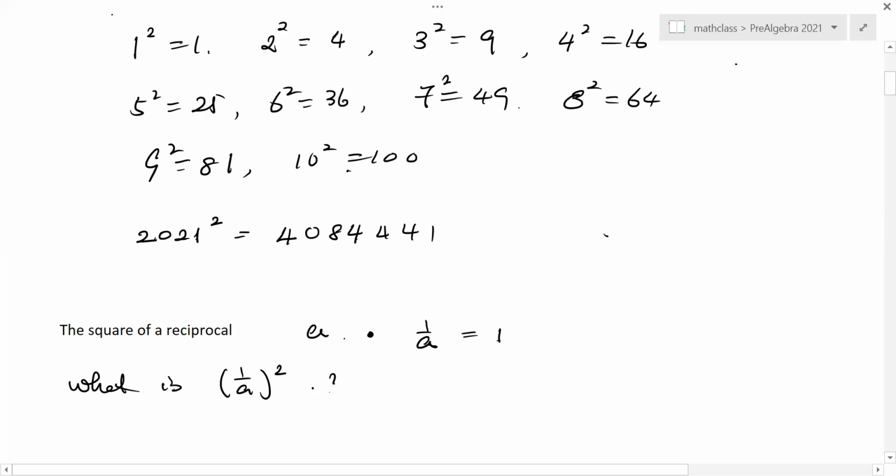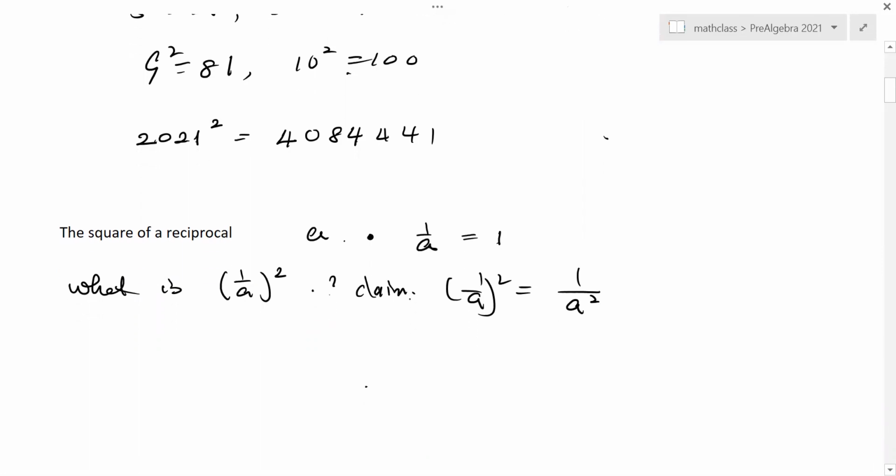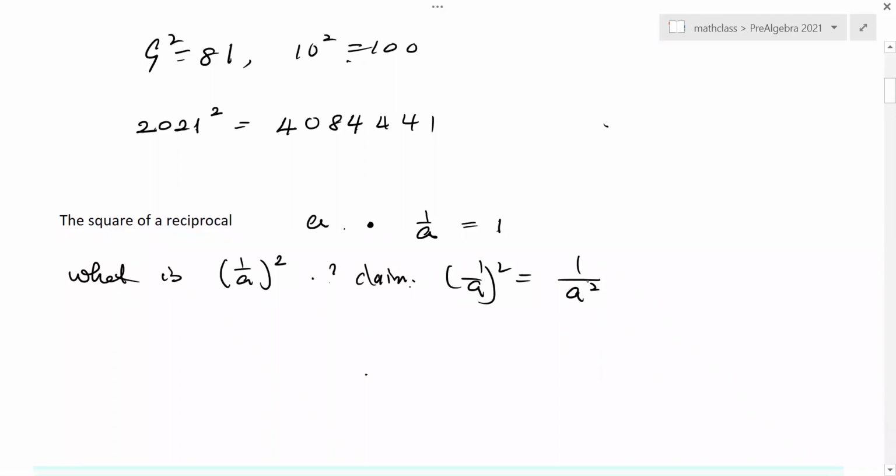Well, this can be calculated. This is going to be 1 over A square. And we claim that, and then you have to prove it. It's not easy to prove; you have to prove it using the definition. So you have A square times 1 over A square. Let's try to prove this is going to be 1. The square of 1 over A is going to be the reciprocal of A square, which is denoted by 1 over A square. So let's prove this one.